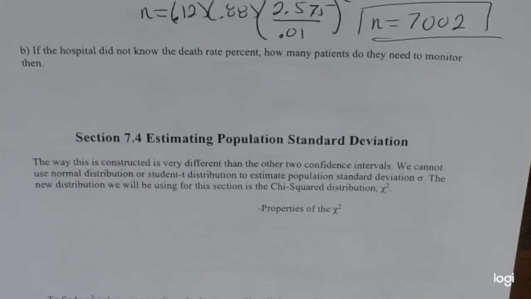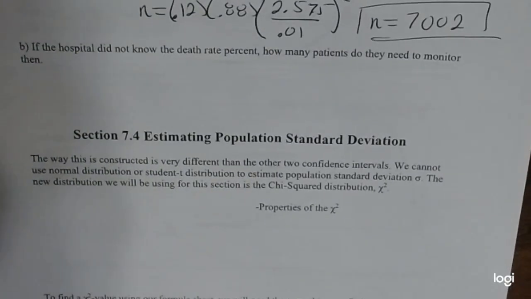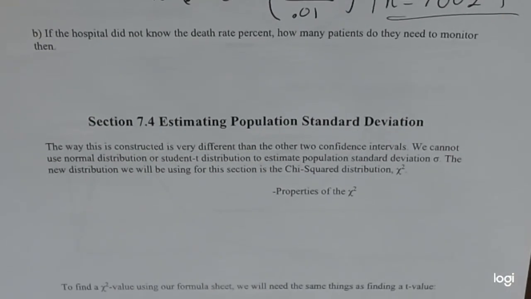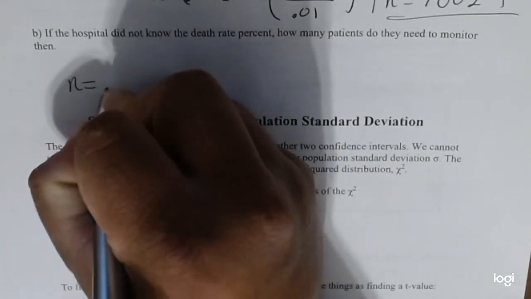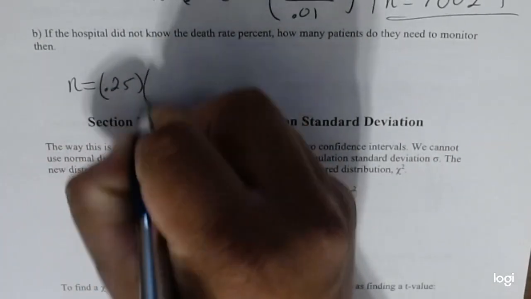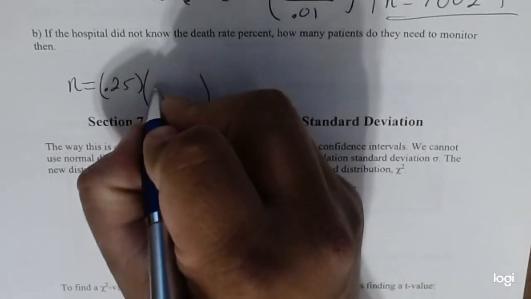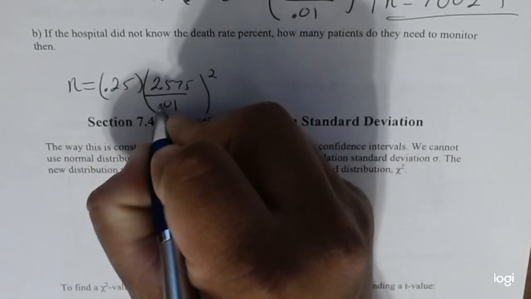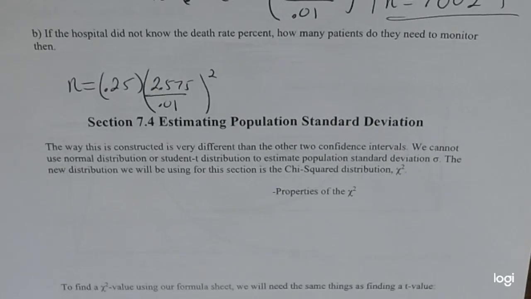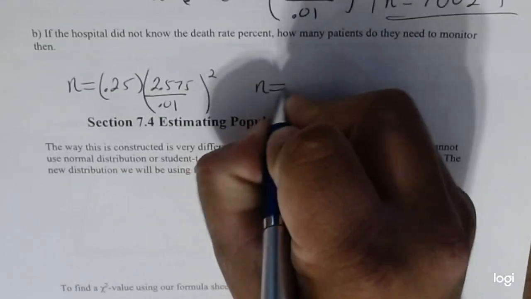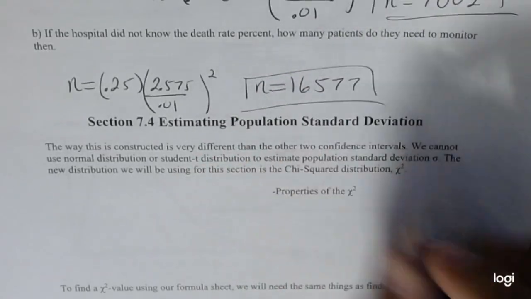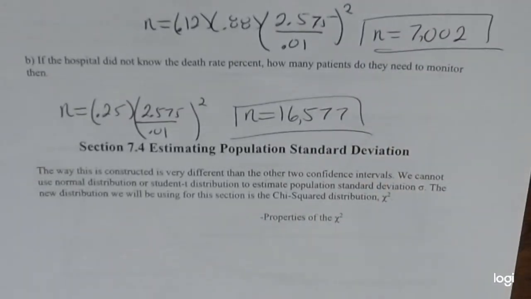And the last scenario is, well, what if they did not know the death rate percent? In other words, p hat is not given to you. So therefore, it's going to be n equals 0.25 times the same z-score, 2.575, same margin of error. And this time, however, once we multiply and round, you get a much higher one. It's almost double, right? 16,577 people in this case.